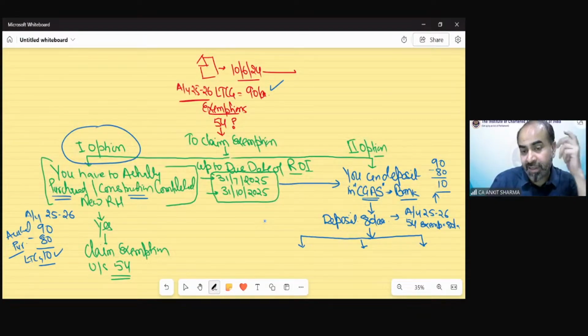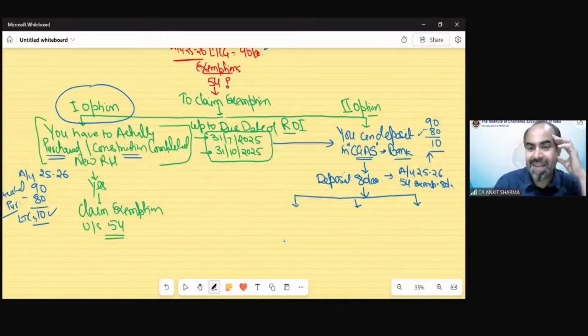In this example, the assessee deposits, and this option you have to follow up to the due date of ROI. Suppose we have invested 80 lakh rupees. We have deposited 80 lakh rupees. Then the exemption would be 80 lakh rupees under section 54. But there could be three outcomes in the future.